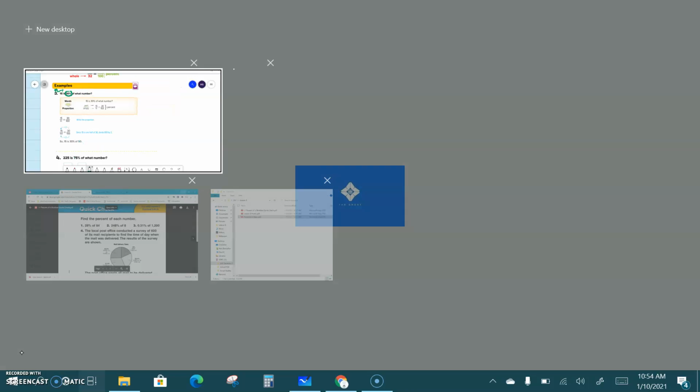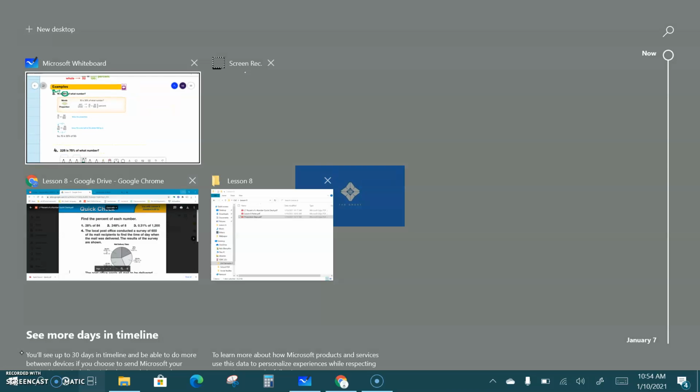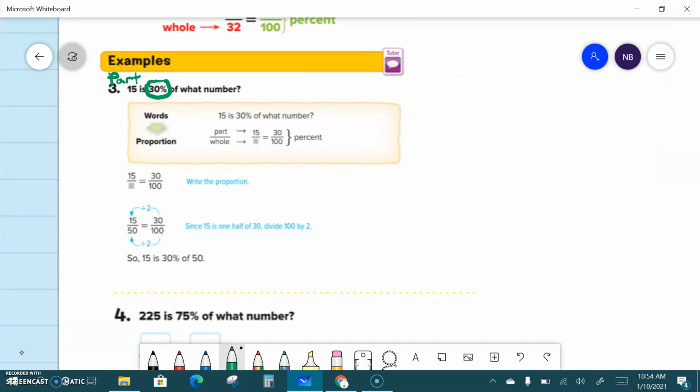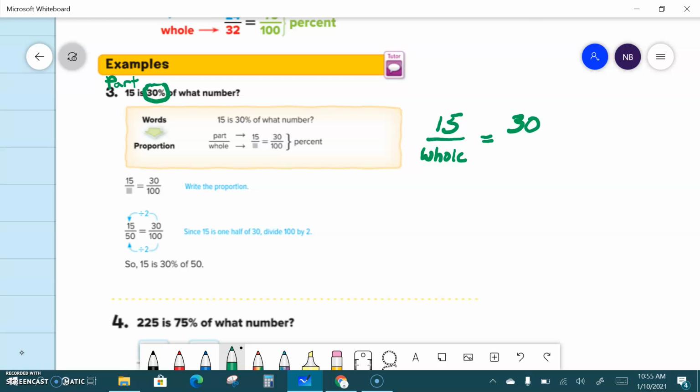So what they did was they put 15 on top of blank. Okay, we don't know what our whole is. So we have 15 on top of the whole, okay, equals 30%. All right, and the other step we have to do is place 30% as a fraction of 30 over 100. And that's what we've been doing the past few weeks. All right, so the thing is we have to find the missing whole.